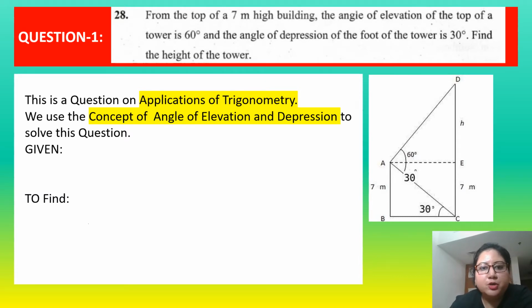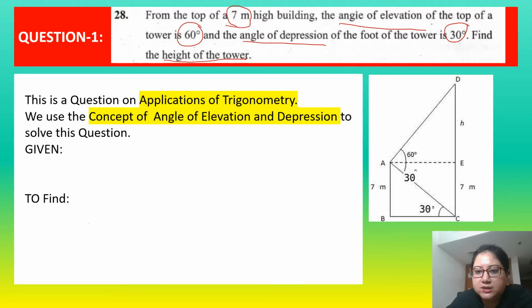Okay, so from the top of a 7-meter high building, the angle of elevation of the top of a tower is 60 degrees and the angle of depression of the foot of the tower is 30 degrees. So we are given here 3 things. One is the height of the building, next is the angle of elevation and the angle of depression. Let's see what we need to find here. So we need to find the height of the tower.